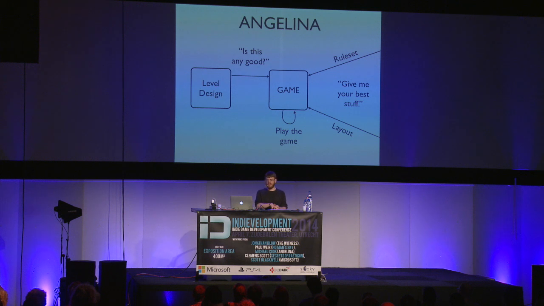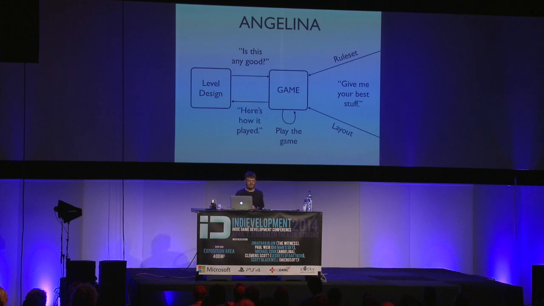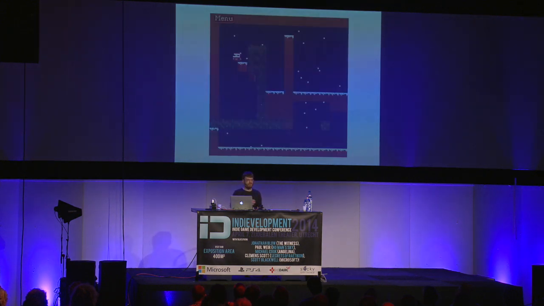And the question it's asking is not, is the level good, but is the game that results good? And what that tells it is, if we assume that the rule set was okay and the layout was okay, how appropriate is this level design for Angelina? And it feeds this data back: here's what the game was like. And then the level designer can improve and tweak what it does. So this is like a potted history of Angelina. And we did some other stuff. And this was a side project that I'm going to come back to later called A Puzzling Present.